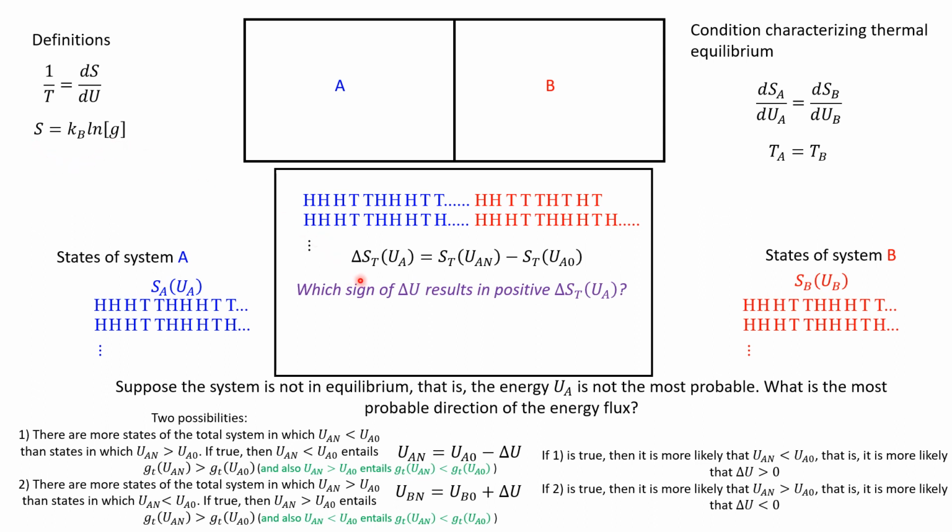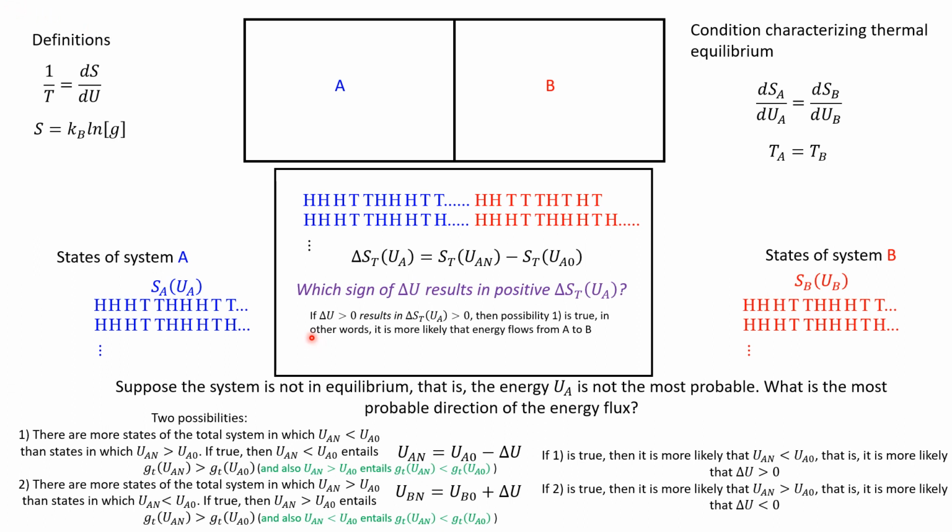And to do that, we define the variation of the entropy of the total system as being the entropy of the total system evaluated at the new energy minus the entropy of the total system evaluated at the initial energy. And we ask which sign of delta U results in a positive delta S_T. In other words, which sign of delta U results in a positive variation of the entropy.